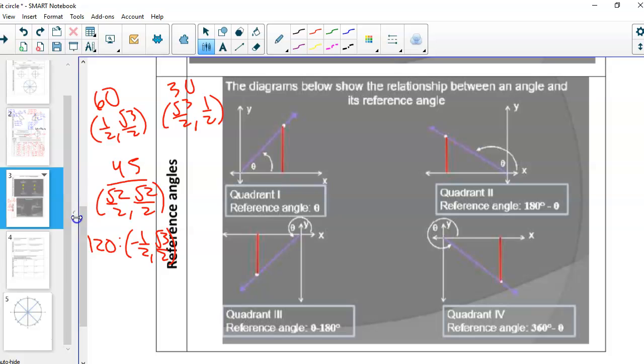Pick an angle in the third quadrant. Okay, so 210 degrees. 210 minus 180 is 30 degrees. So that's back in the first. We know this is the ordered pair for 30 degrees. What's positive in the third quadrant? Tangent. So that means sine and cosine will both be negative when we write this ordered pair.